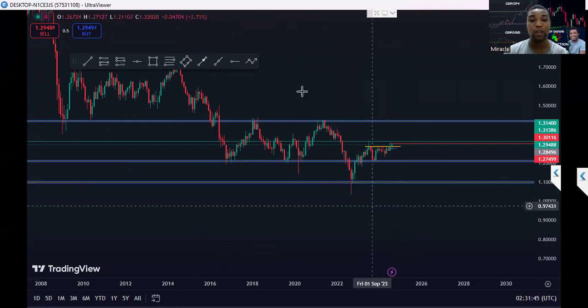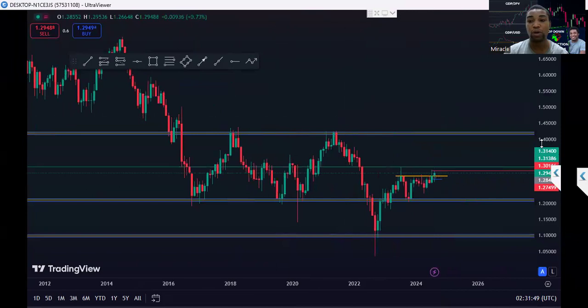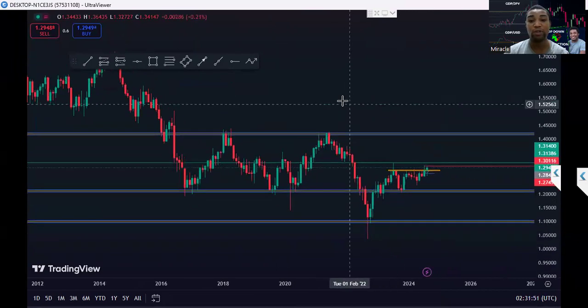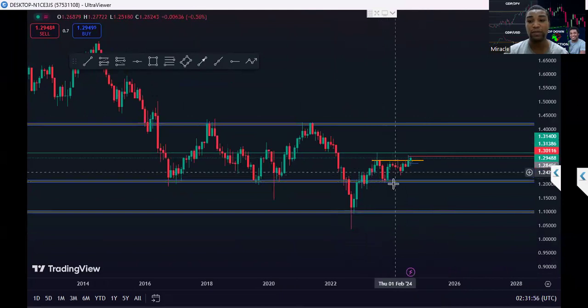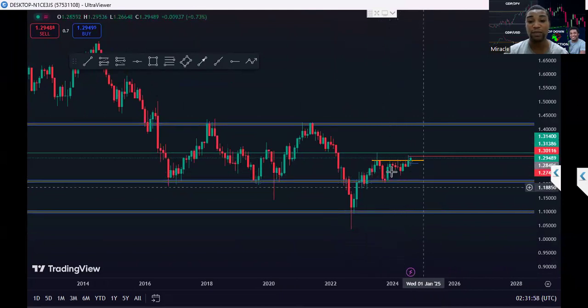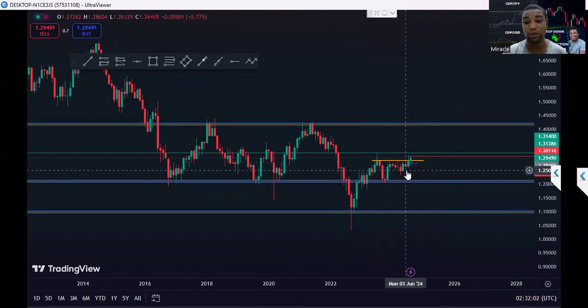So what I'm going to be looking at in GBP USD is structure. The second thing I'm going to be looking at is structure. And if you look at this very closely, you can see something. This is looking like a left shoulder, like a head, and like a right shoulder.